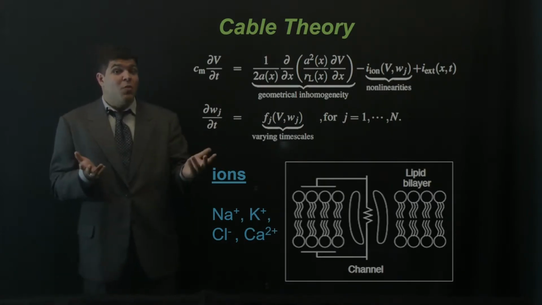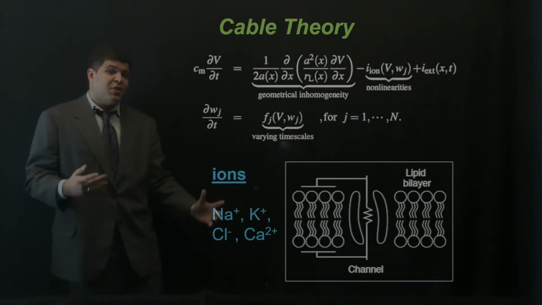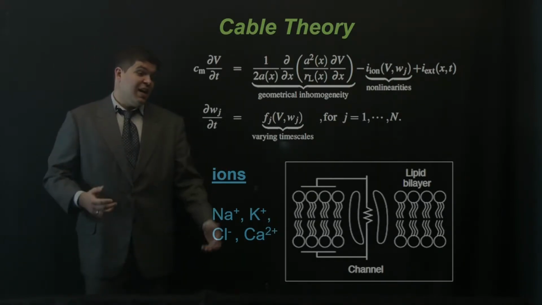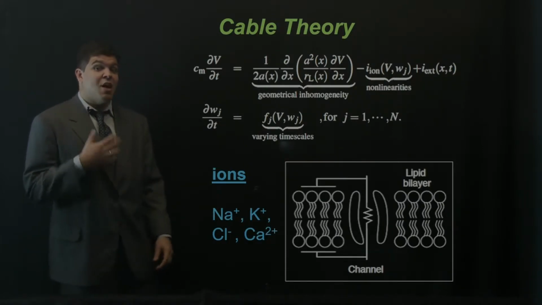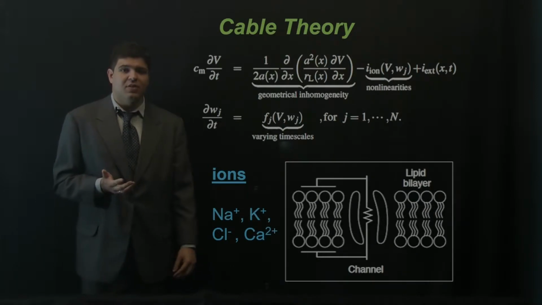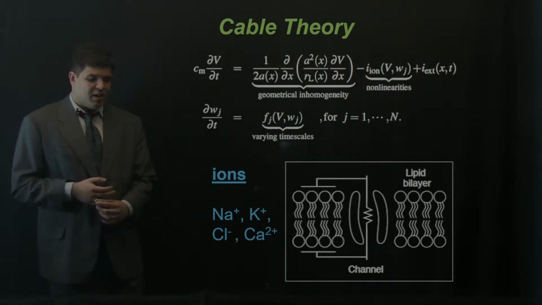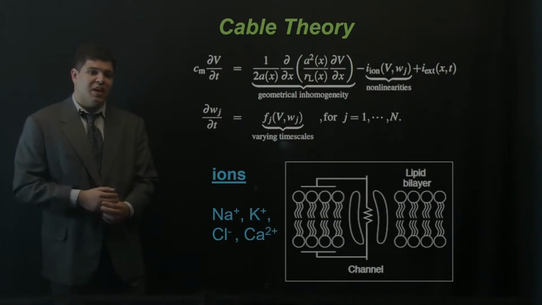And the minute you start opening these ion channels, you're going to have influx and outflux of these ions, and this is going to create very rich dynamics, which is going to produce the action potential, the spike, which everyone studies in the basic neurobiology textbooks.